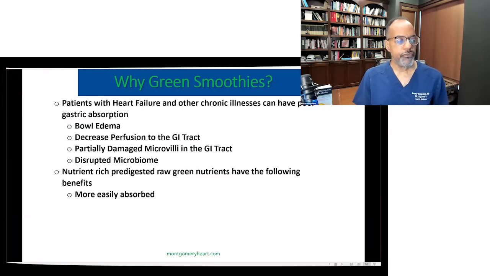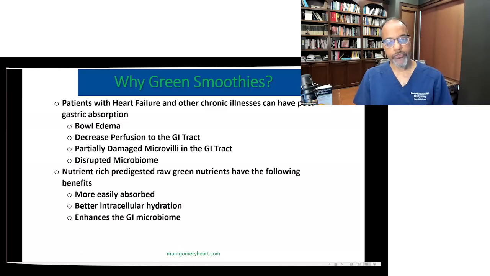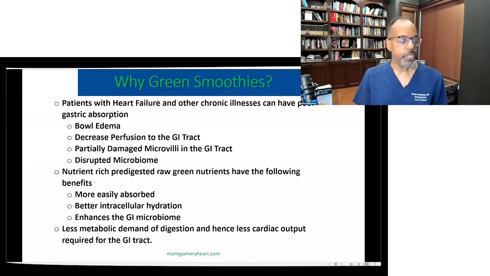So there's nutrient-rich, pre-digested green foods that are easier to absorb and better for intracellular hydration, which is extremely important. It enhances the GI microbiome, and there's less metabolic demand of digestion, and hence less cardiac output is required to go to the GI tract, and therefore the limited cardiac output can be used for other areas.